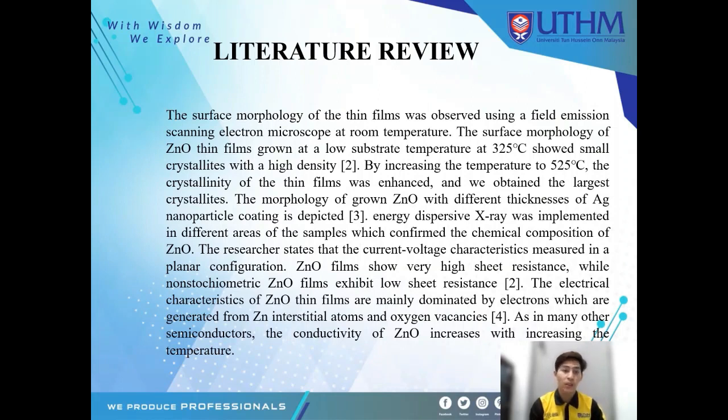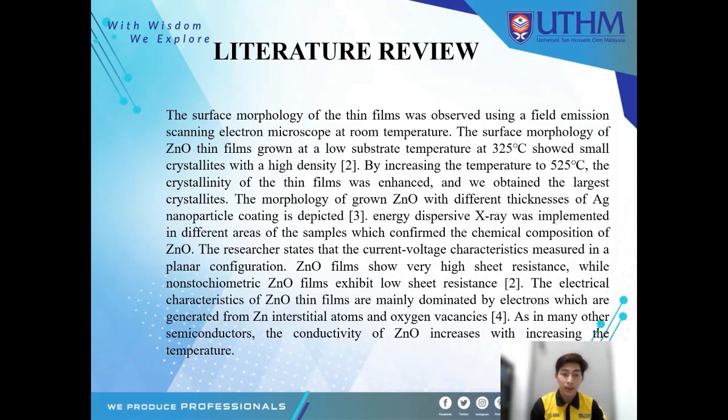The surface morphology of zinc oxide thin film grown at low substrate temperature, 335 degrees Celsius, shows small crystallinity with high intensity. By increasing the temperature to 535 degrees Celsius, the crystallinity of the thin film was enhanced, and we obtained a large crystallinity. The morphology of grown zinc oxide with different thickness of argon nanoparticle coating is displayed. Energy dispersive X-ray was implemented in different areas of the sample, which confirmed the chemical composition of the zinc oxide.